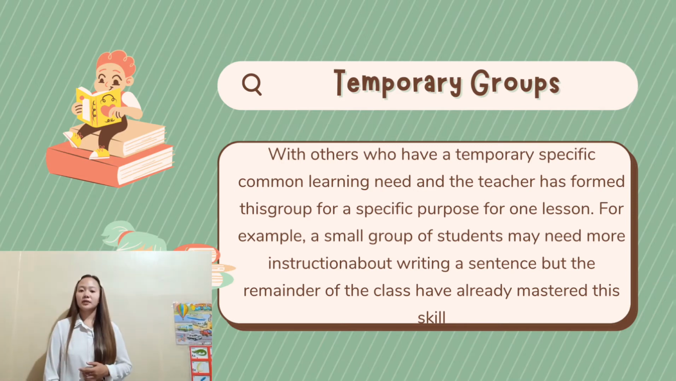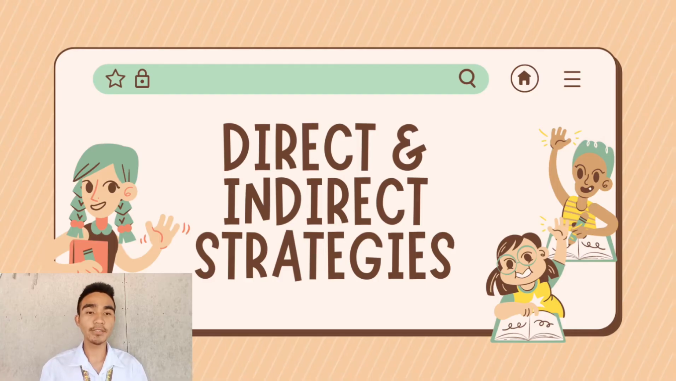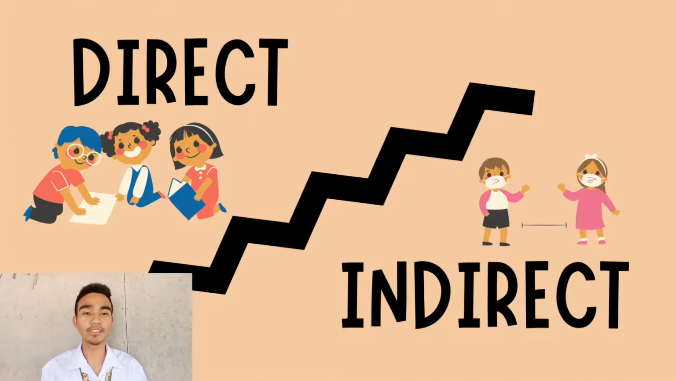There are some in the temporary groups who cannot follow the teacher's directions very well, despite the fact that the others understand the teacher's instructions simply. So those are the three types of group of students. Now let's proceed to the direct and indirect strategies.